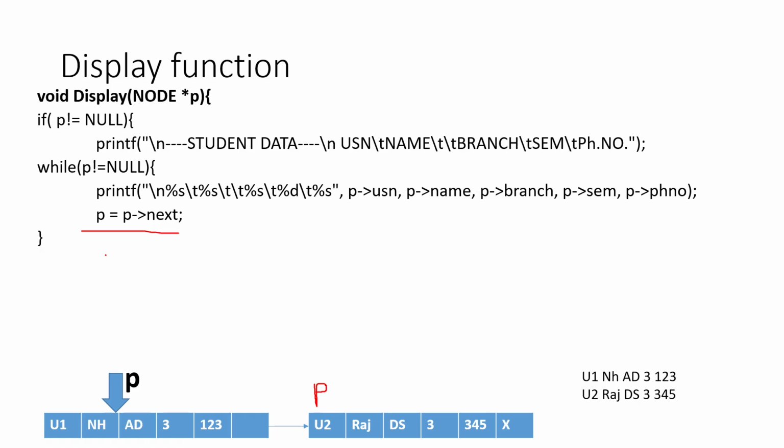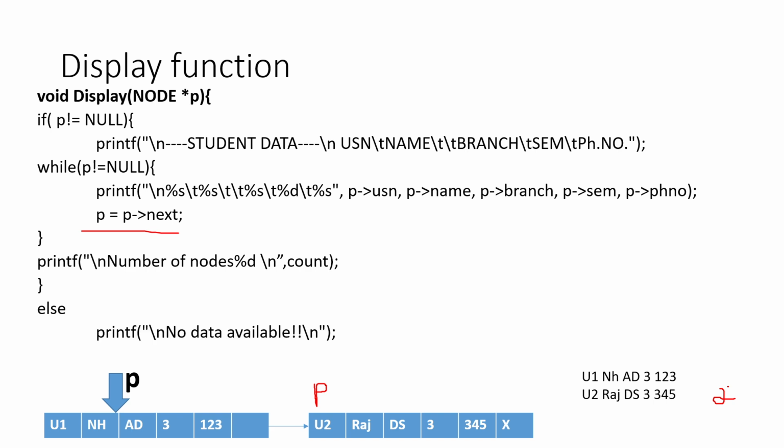Repeat that. Once that is done, count the number of nodes. Already we have the count variable that holds the number of nodes. In this case, you will be getting two. Number of nodes in this linked list is 2. So you completed the get node and display function. If nothing is there, you say no data available and close the program.